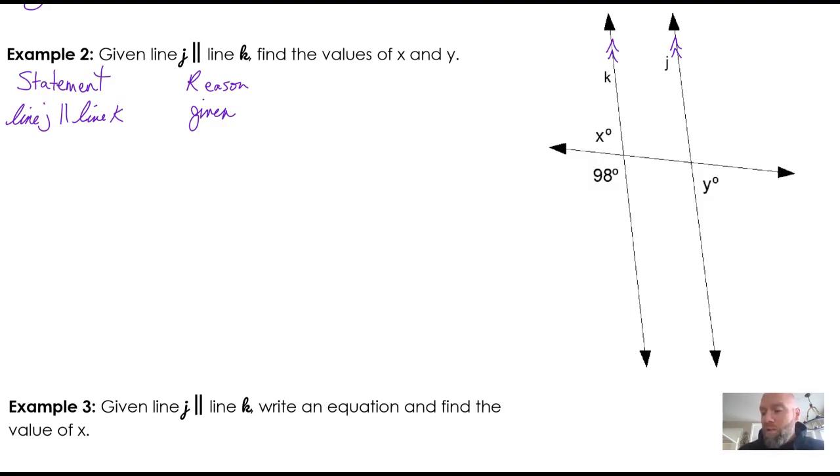Okay, and so next I can identify that this angle, 98 degrees, plus this angle x would create an angle that would be 180 degrees. And I can say that because of linear pairs. So what I'm going to do is write x plus 98 degrees is equal to 180 degrees. And the reason that I can say that is because of linear pairs.